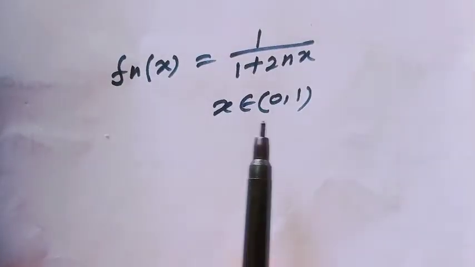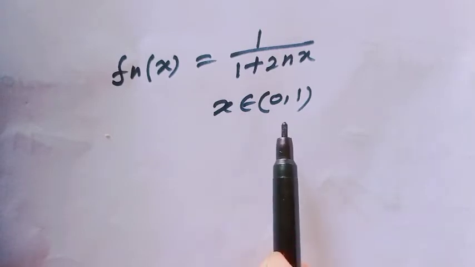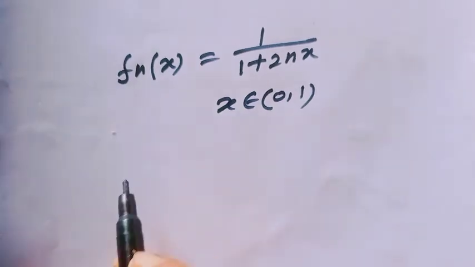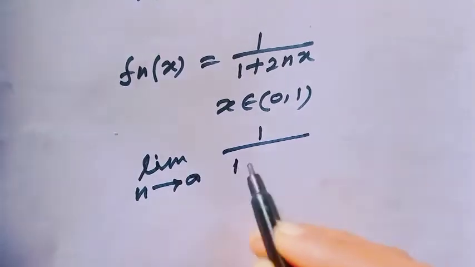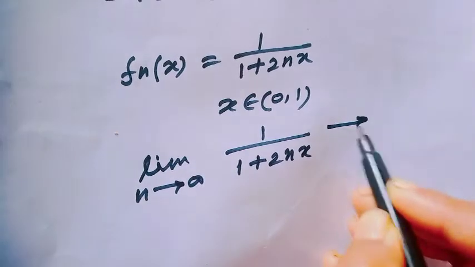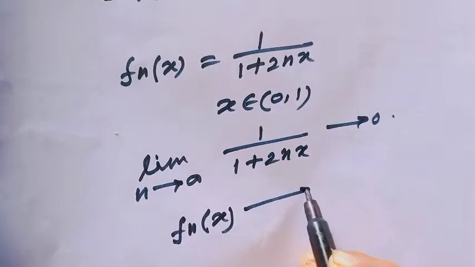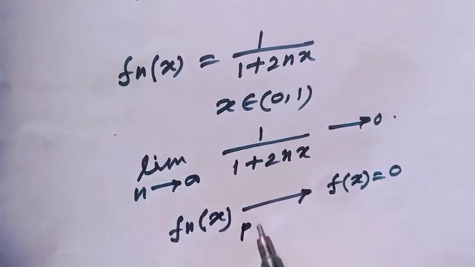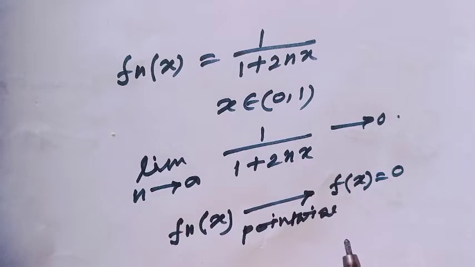The first sequence of functions is 1 over 1 plus 2nx, defined for x belonging to the open interval (0, 1). Notice, as n tends to infinity, obviously 1 over 1 plus 2nx tends to 0. That implies f_n(x) converges to the function f(x) equal to 0 pointwise. Now I will check whether this convergence is uniform.